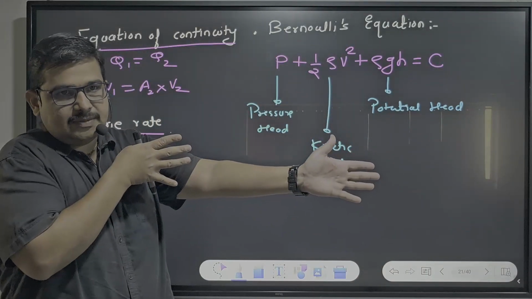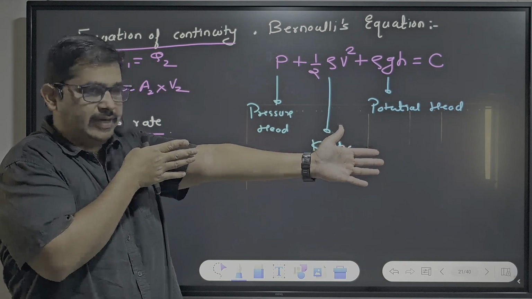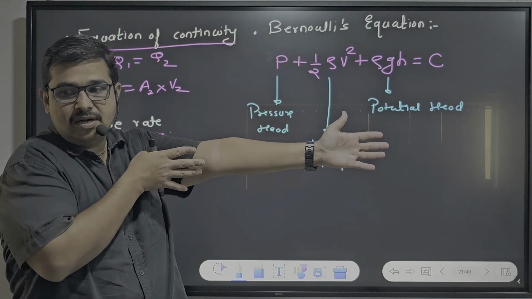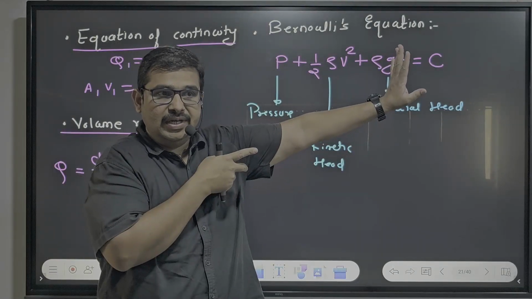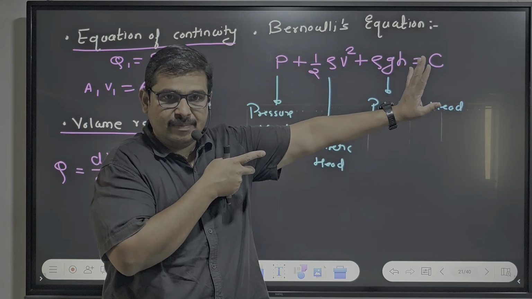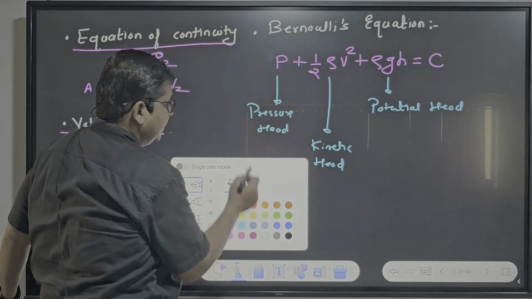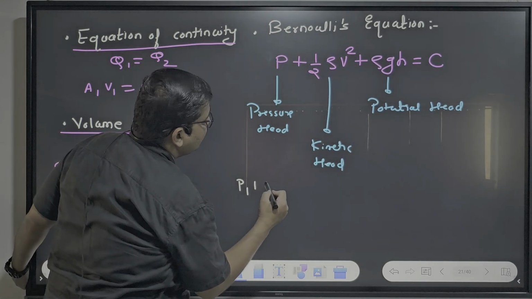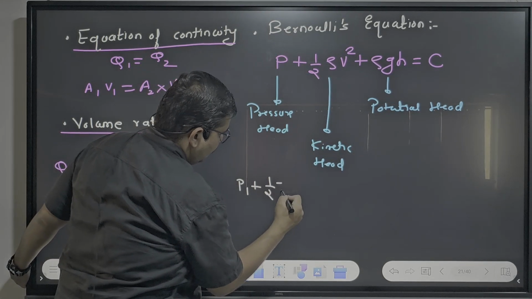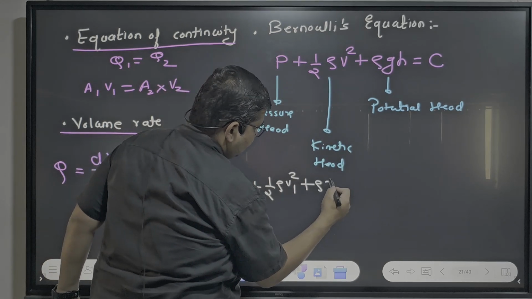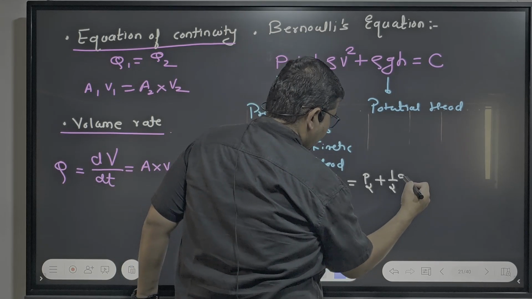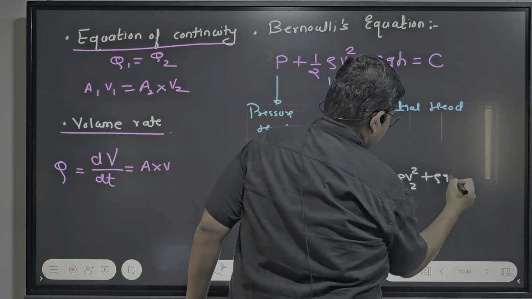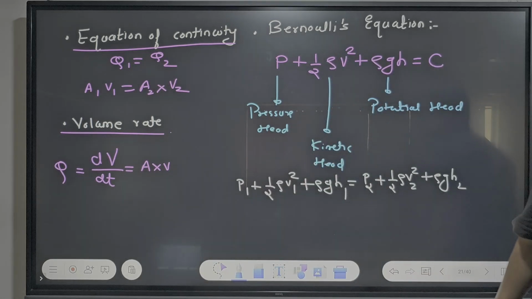If both the conditions are at the same horizontal level when you are considering Bernoulli's equation, both pipes are at the same horizontal level, then the potential term cancels. Only the pressure and kinetic terms remain. So what equation is formed here, children? P1 plus half rho V1 square plus rho GH1 is equal to P2 plus half rho V2 square plus rho GH2. This is called Bernoulli's equation. Okay, next.